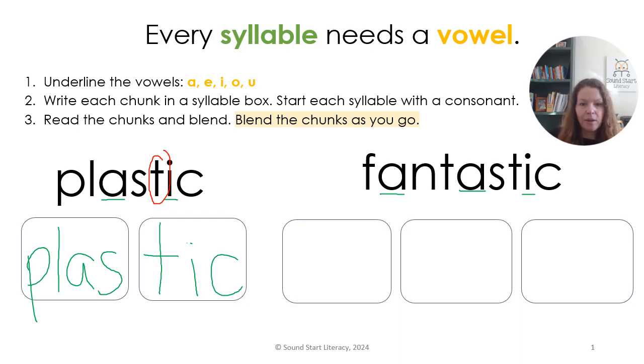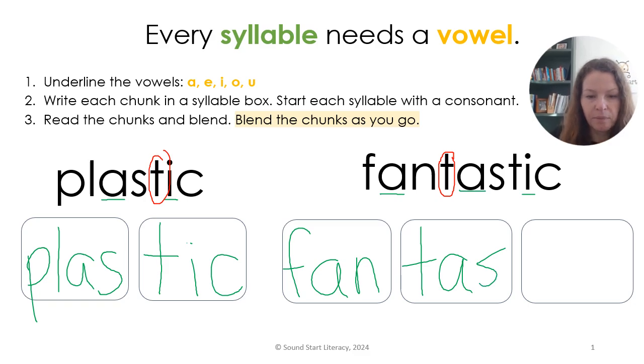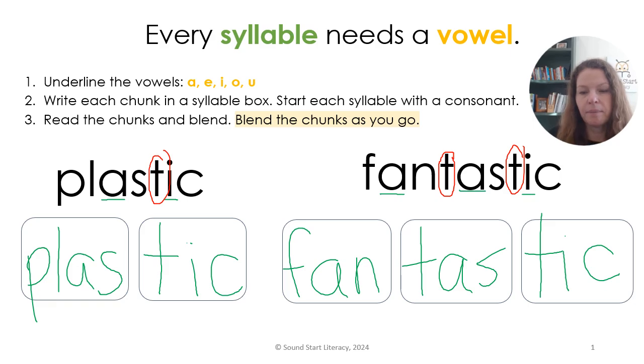So we have our first chunk. Let's write our first chunk in the first box. Remember, we need a vowel. Good. Now you can see that we have a consonant, and then we have another consonant here. Happens to be the letter T again, so that's going to start our next chunk. So let's go ahead and write our next chunk. And then we have another T that can start our last chunk. So lots of T's in this word. All right. Now we have all of our chunks written.